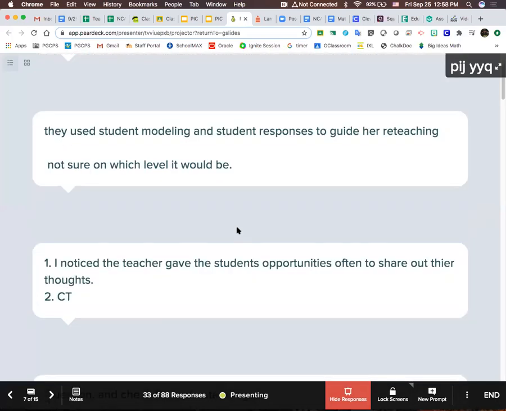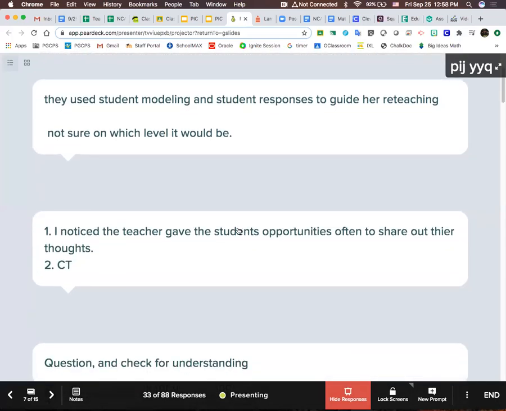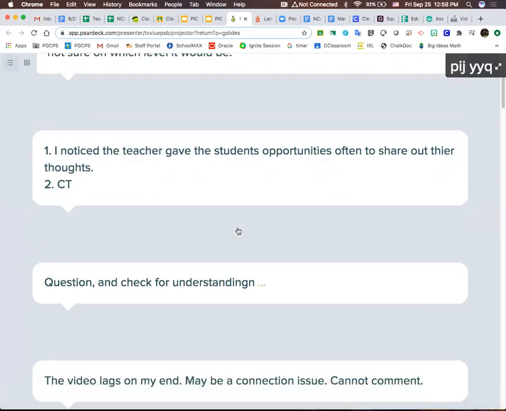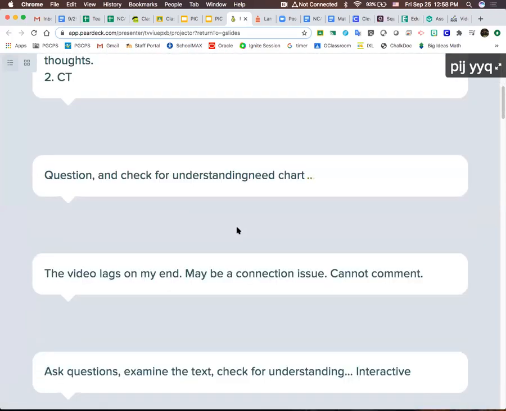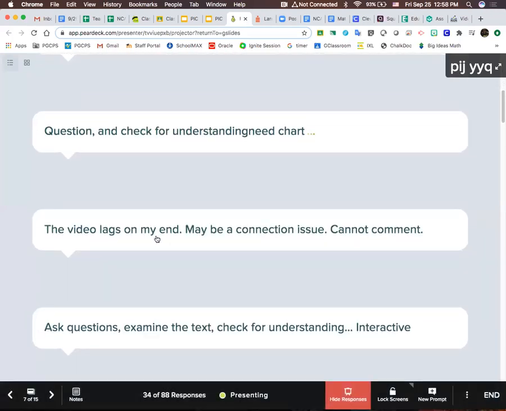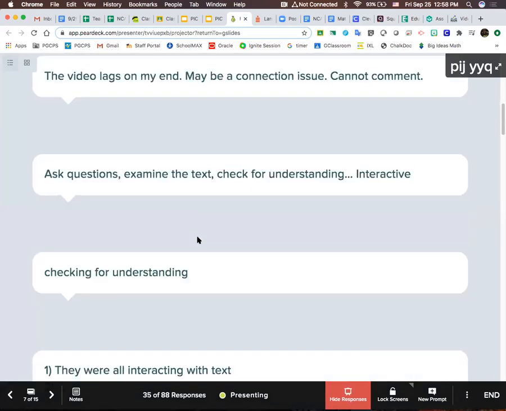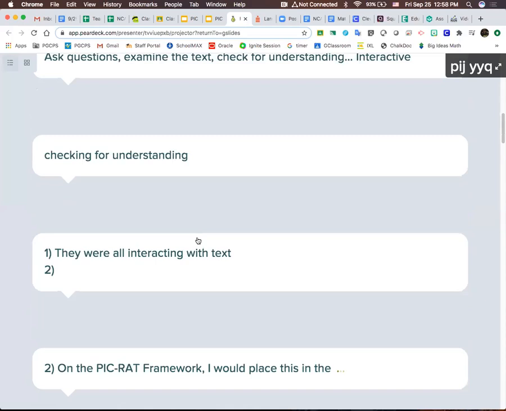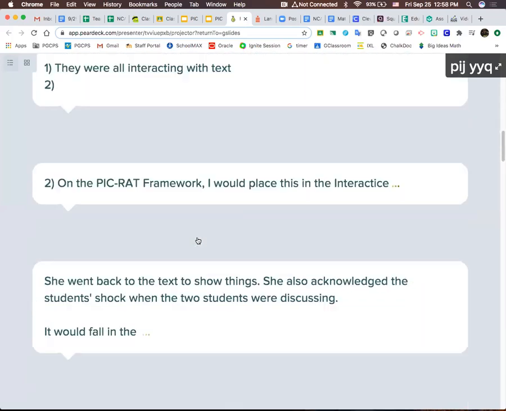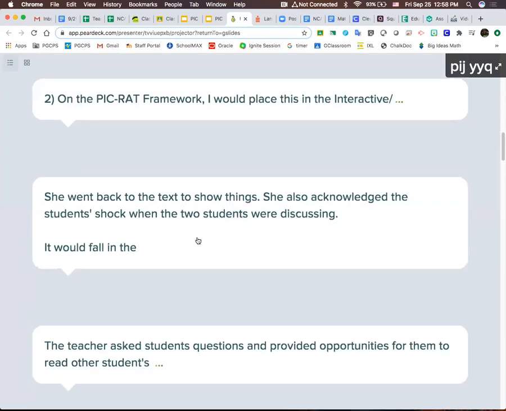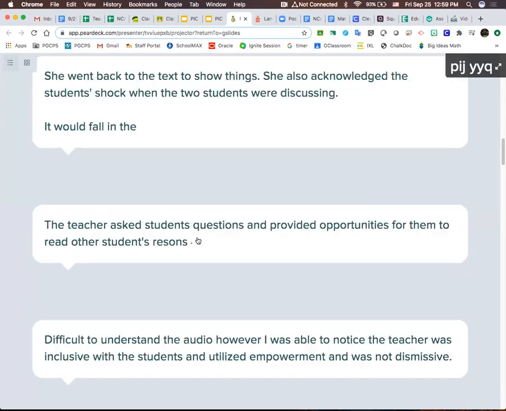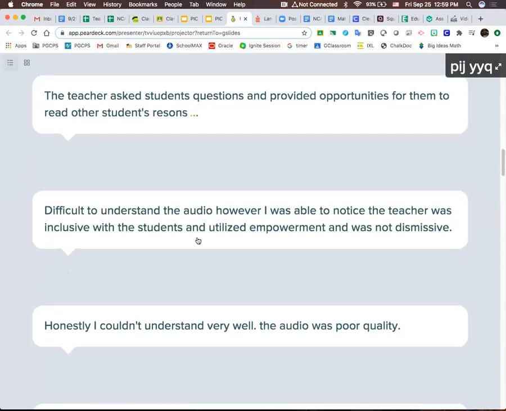So another cool thing with Pair Deck, with the short response, you can share on your screen and see what is happening. So if video lags on my end, maybe connection, okay. And that helps you as a teacher to be able to see, you don't see who's writing what, but you can see responses. Hold on. I'm not writing it. How come mine's not in there? Okay.